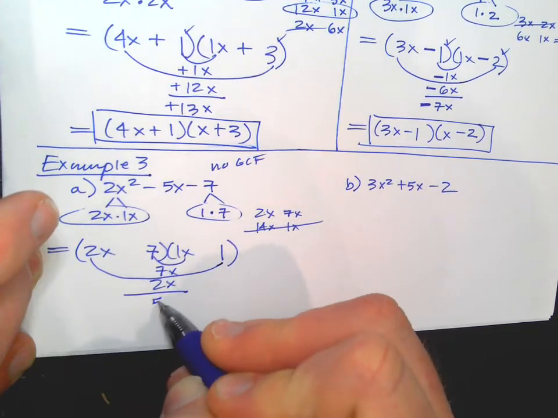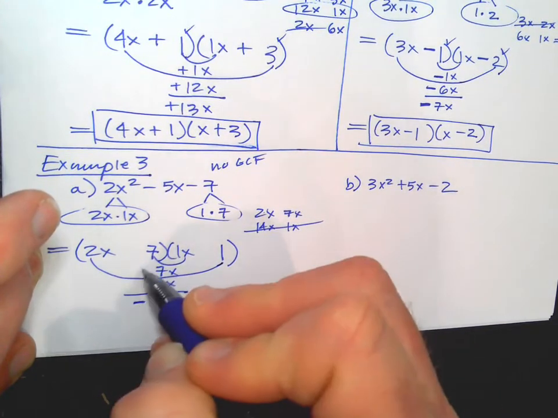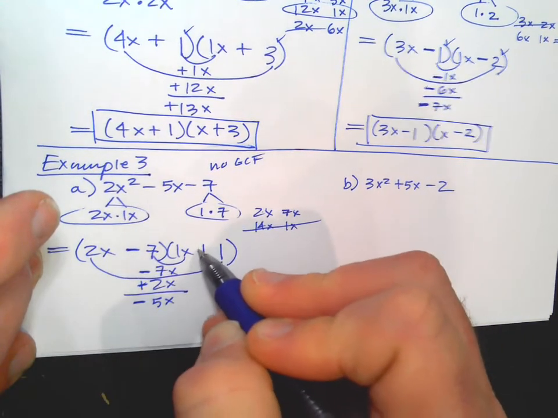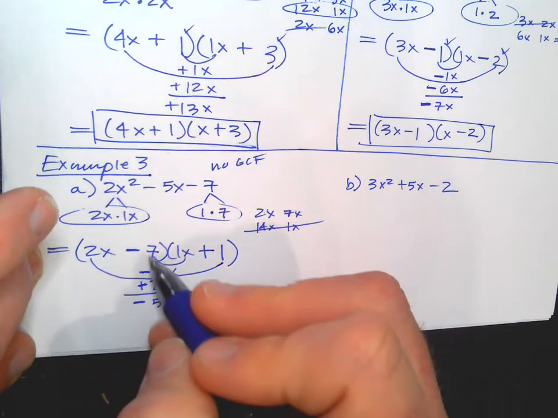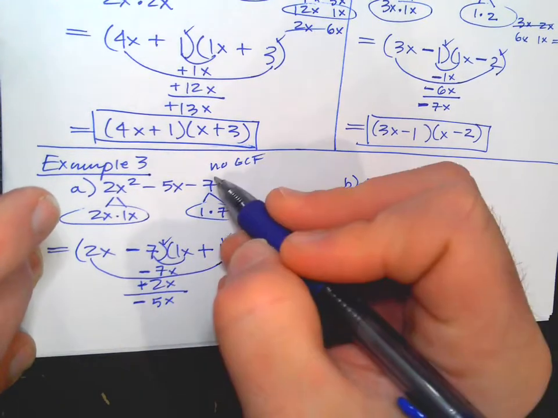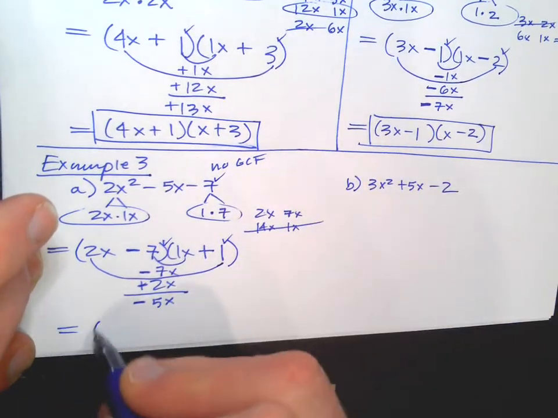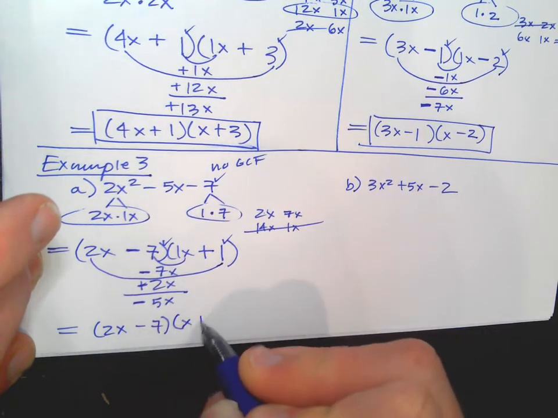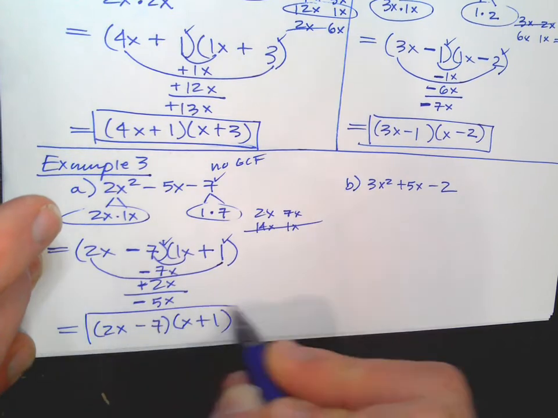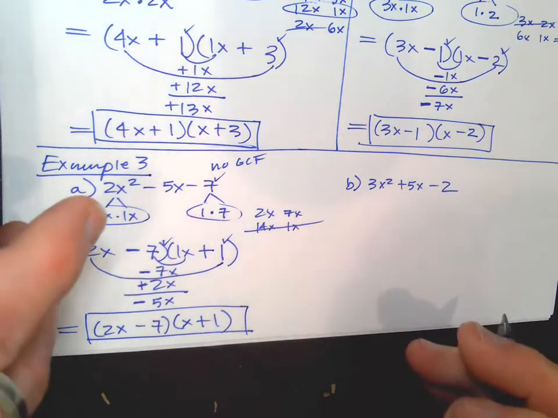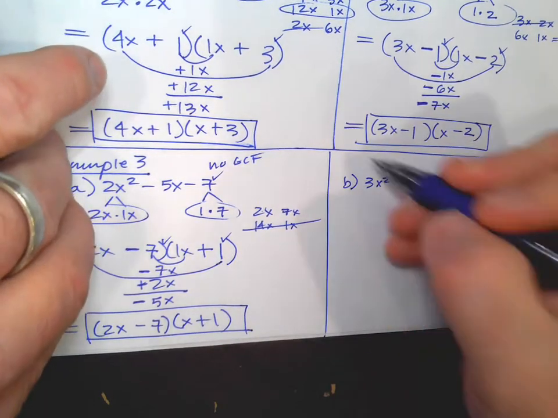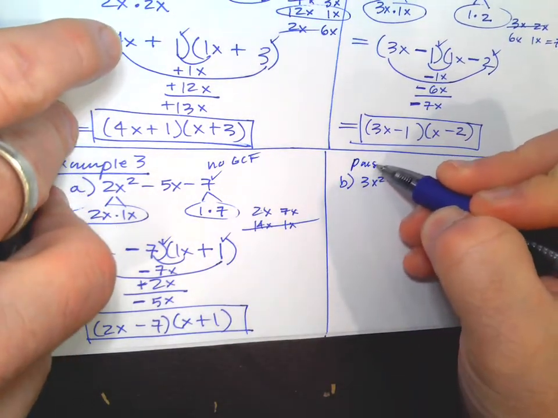Now, we want to get negative 5x. So this one's got to be negative. That one's got to be positive. So that means this is negative, and that's positive. Negative 7 times positive 1 is negative 7. That checks. You could fully check your answer by foiling it out and seeing if you get what you started with, the whole thing. You could totally check the whole thing. Okay. I want you guys to pause the video and try this one on your own.